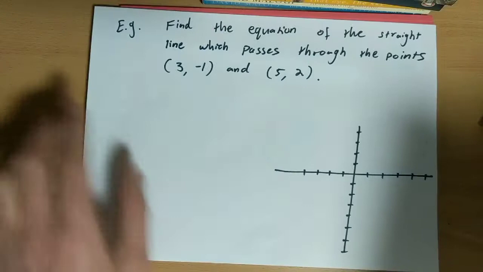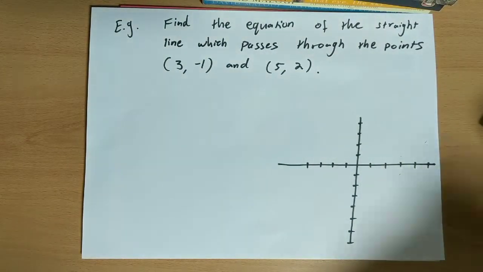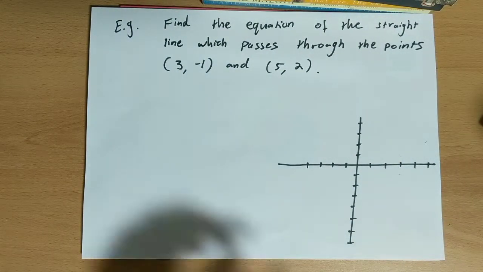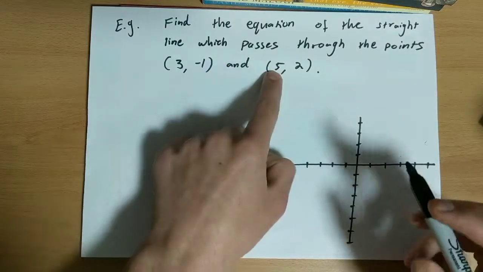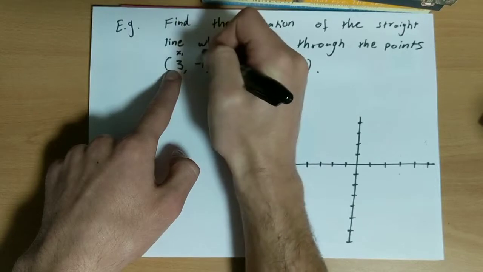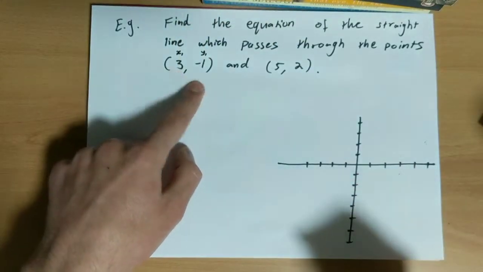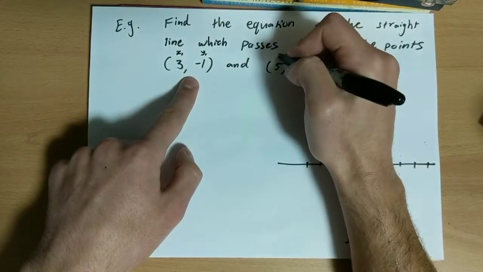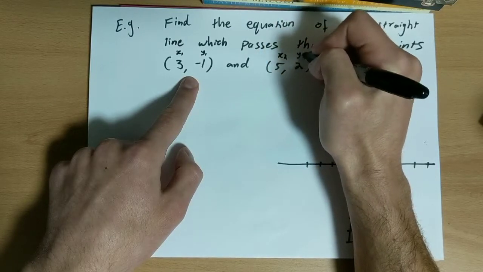Let's say I get given this question. Find the equation of the straight line which passes through the points (3, -1) and (5, 2). Okay, so this is my x1 and y1, that's my first coordinate, and this is my second coordinate, x2, y2.